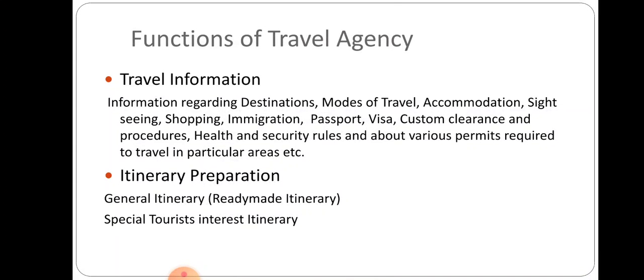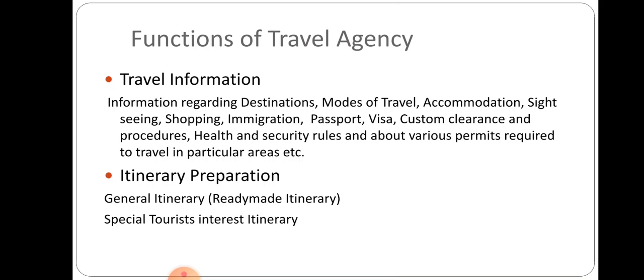Functions of a travel agency. First and foremost important function of a travel agency or a travel agent is to provide the travel information to the tourist. This is the most important work of a travel agent. A travel agent provides the information regarding the destinations, modes of travel, accommodations, sightseeing, shopping, immigration, passport and visa, custom clearance and procedures, health and security rules, and various permits required to travel in particular areas. So we can say that a travel agent is a person who remains always up to date regarding the destination information, and the travel and tourism information.